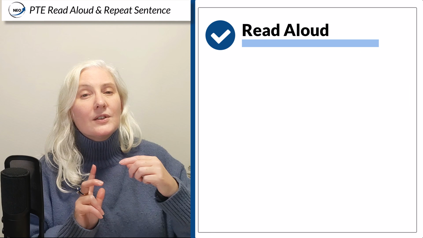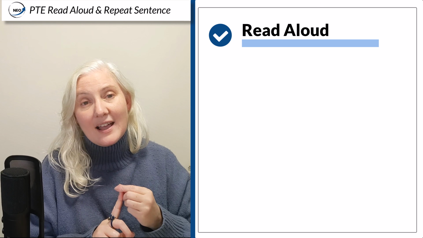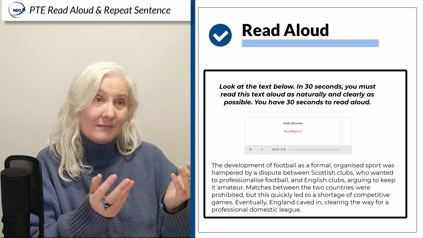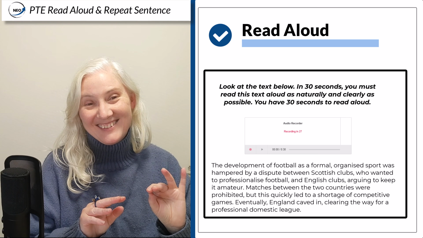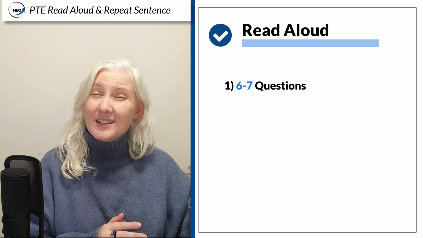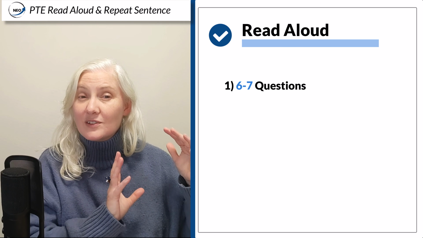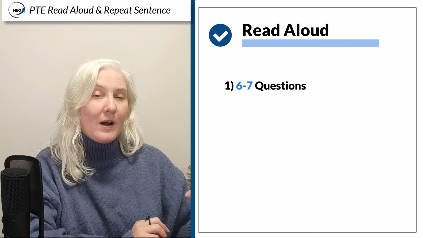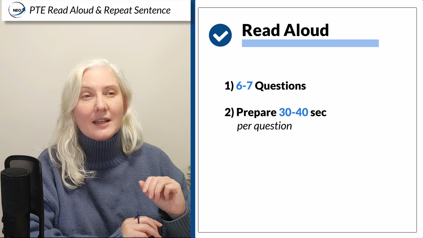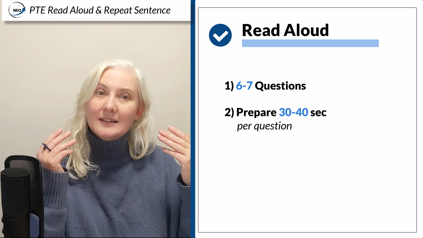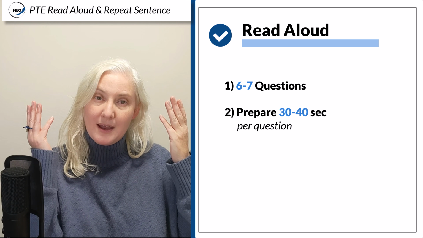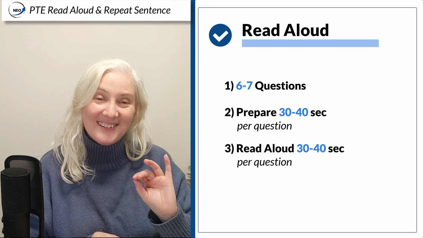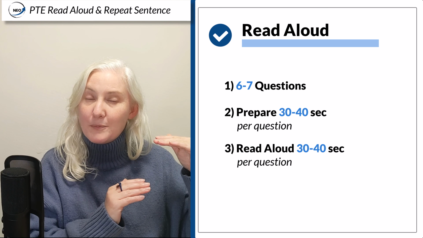Okay? So read aloud is exactly like what it sounds like. A text appears on the screen. You read the text aloud. Now, there'll be about 6 or 7 of these questions, so 6 or 7 different passages that you have to read aloud. And for each one, you'll get 30 to 40 seconds to read it silently, to mentally prepare. And then 30 or 40 seconds to actually read it aloud. It depends on how long the passage is.